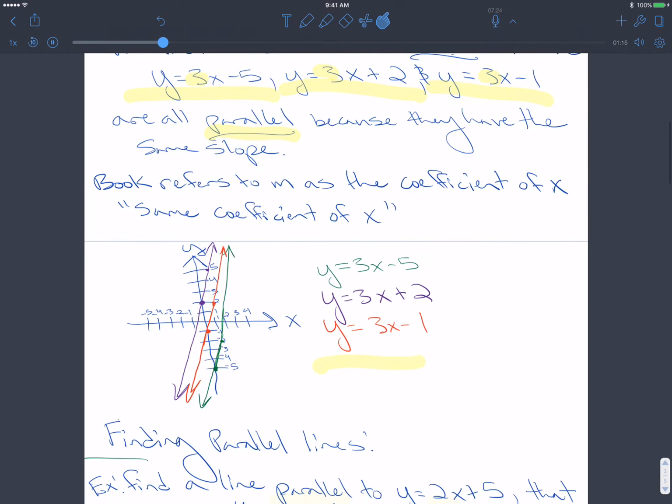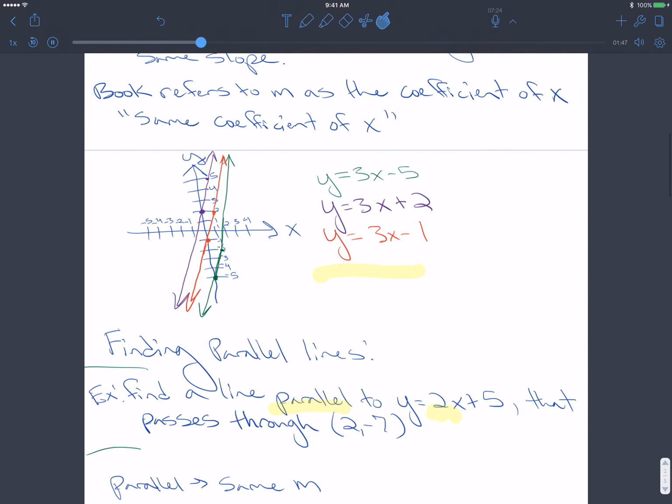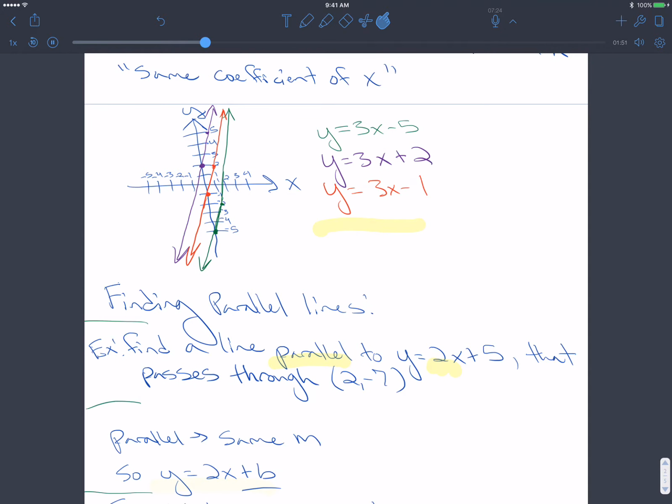The next step with that is finding a parallel line. So now that you know that they all have the same slope if they're parallel, how do you use that to determine a line? If I asked you to find a line that's parallel to y equals 2x plus 5 that passes through the point (2, -7), the first thing I need to account for is that it says parallel, so I need to ensure that I have the same m value. So y is going to equal 2x plus something. That's all I know based on that first piece, because they're parallel.